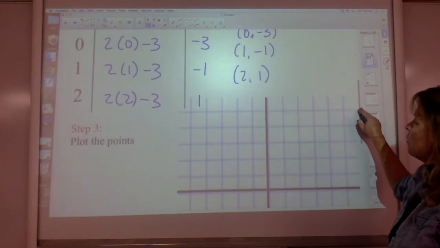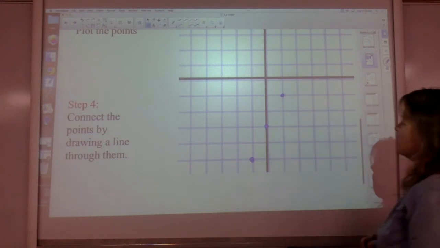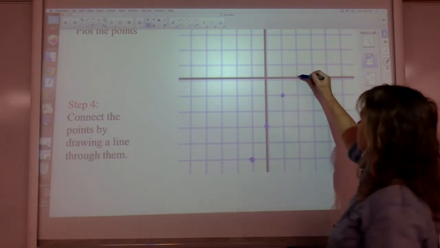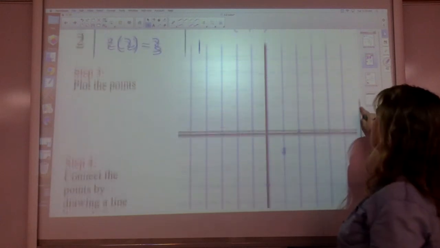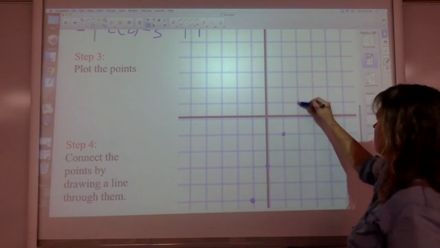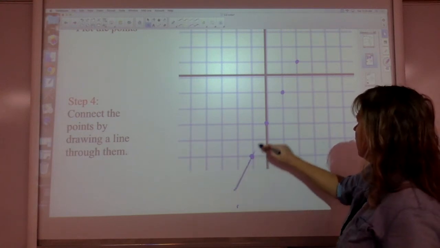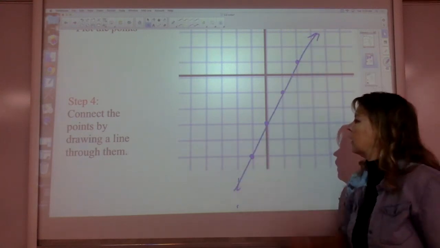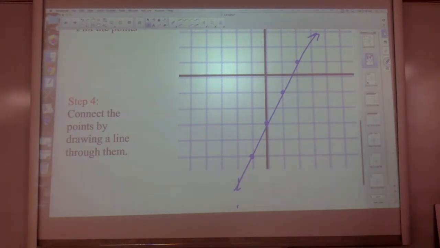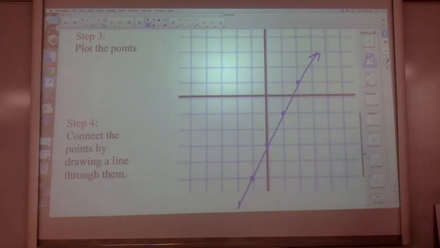The next one is at 1, negative 1, so you're going over 1, down 1. Next one is at 2 and 0. Nope, it's at 2 and 1. See, I could tell it was going in the wrong direction. Over 2, up 1. And we only have 4 points on the graph instead of 5, but that's totally fine because it's enough to draw a line that we need to go through. Connect the points by drawing a line through them. And there it is. Pause it, rewind it, slow down if you have to. Going fast.